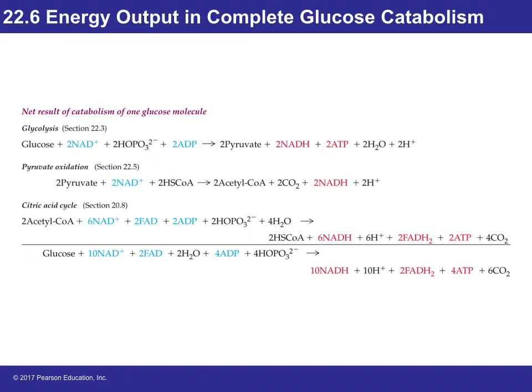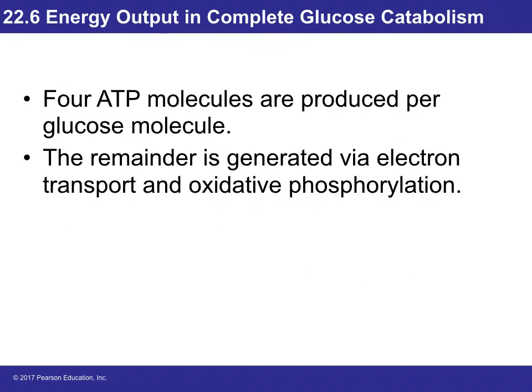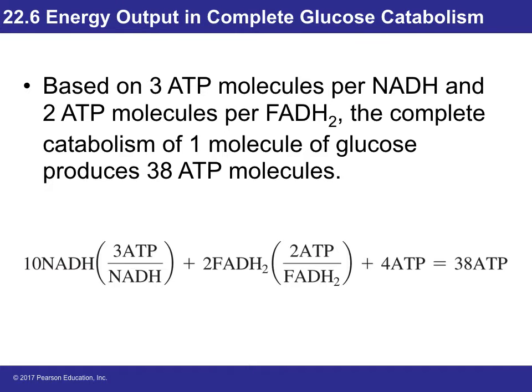So right here is just looking at what happened with glycolysis, pyruvate oxidation, and the citric acid cycle. I don't want you to know all the equations, just look at the final step, which is how many ATP you have at the end. You have 4 ATP that are made. So 4 ATP molecules are produced per glucose molecule. All the rest is generated through the ETC, electron transport chain, and the oxidative phosphorylation.